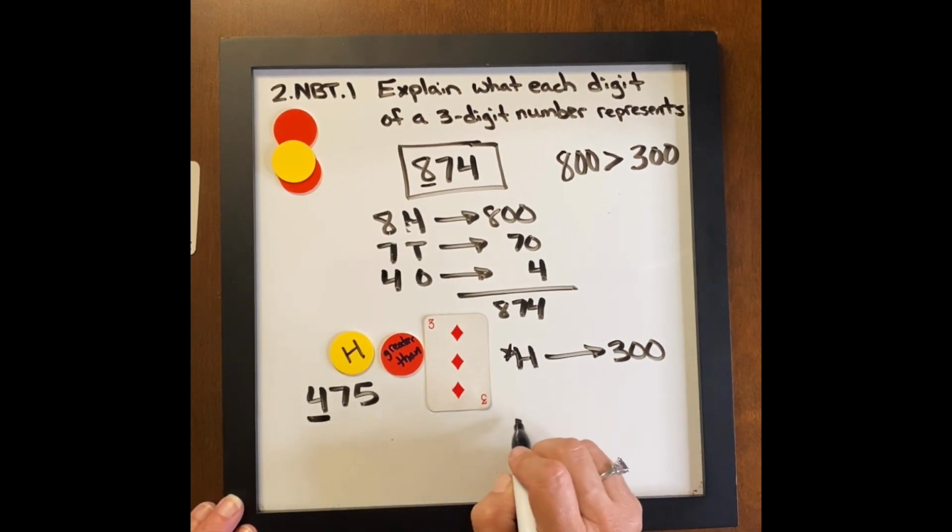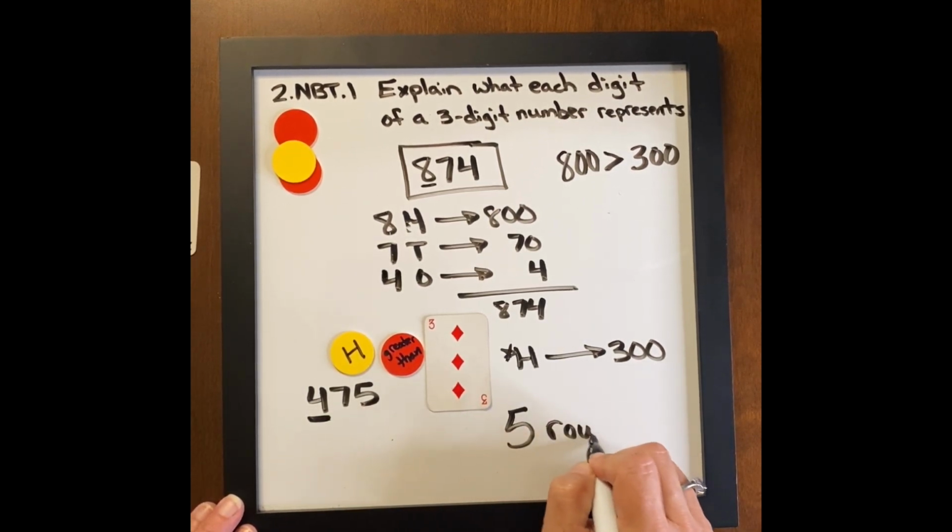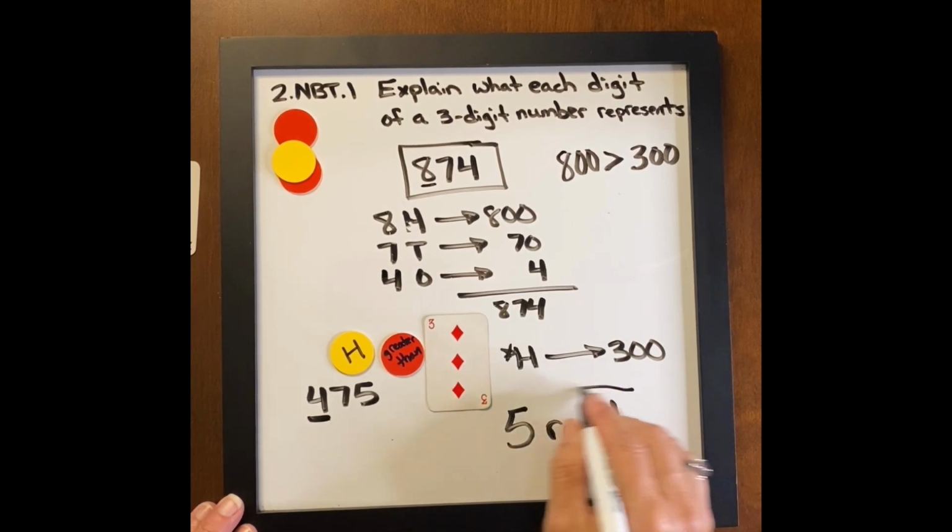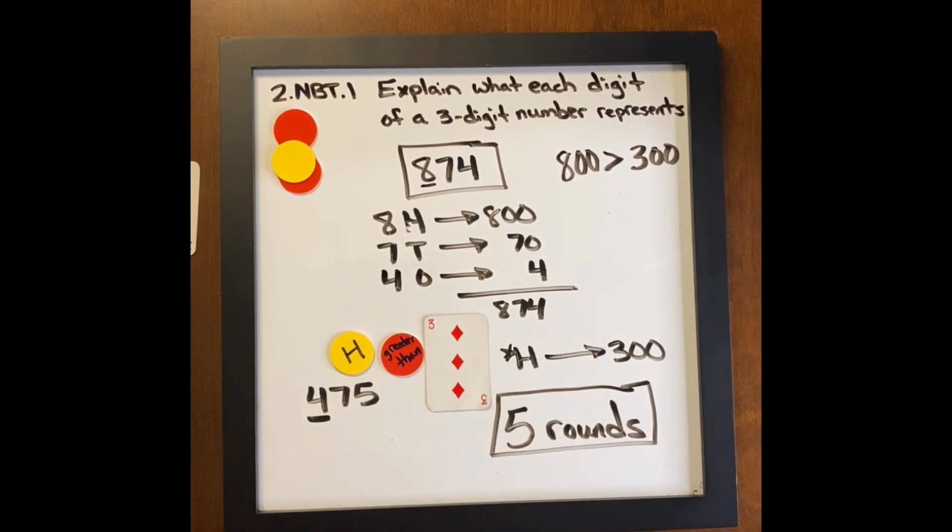Again, we are playing 5 rounds. And after 5 rounds, whoever has the most points wins. Again, you could have multiple winners. All right, enjoy.